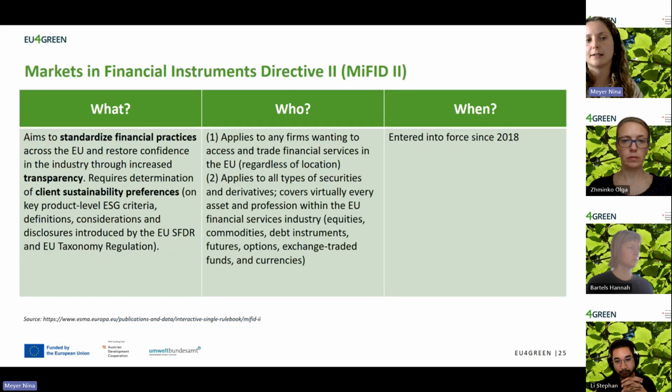So let's have a look at the Markets in Financial Instruments Directive 2, MiFID II. This one aims to standardize financial practices across the EU and increase transparency. It requires companies to determine their clients' sustainability preference, and those ESG criteria or sustainability preferences are defined according to the SFDR and the EU taxonomy regulations. So as already explained, they're all intertwined and aligned.